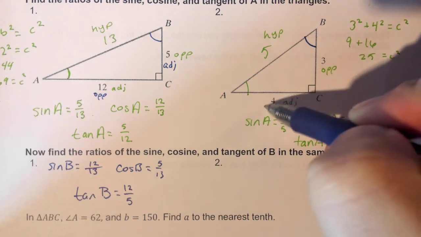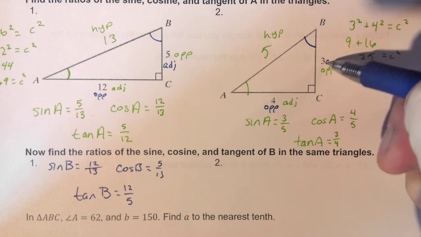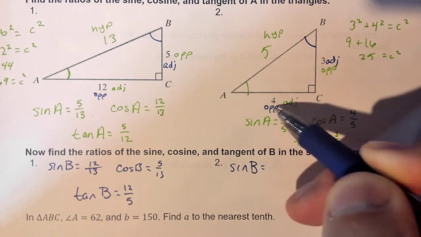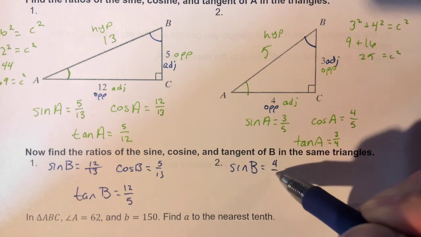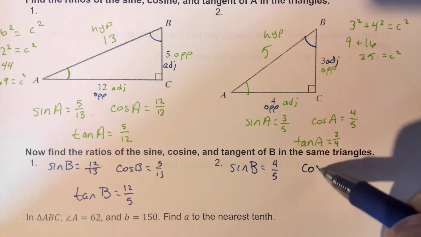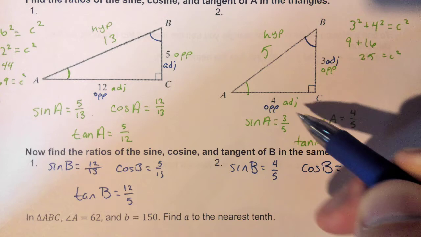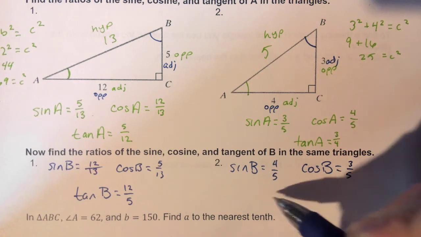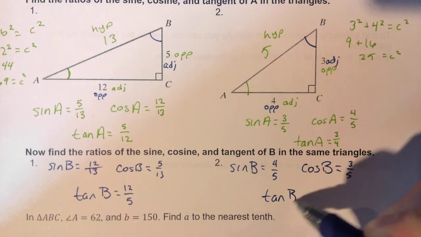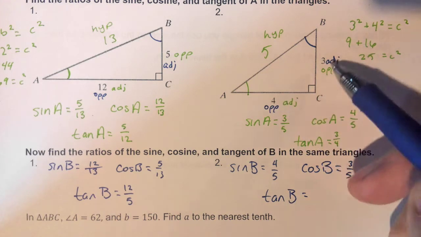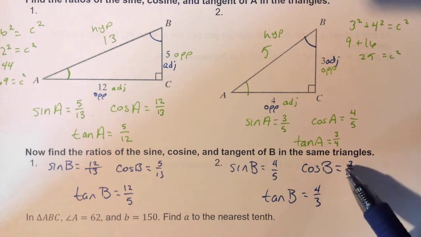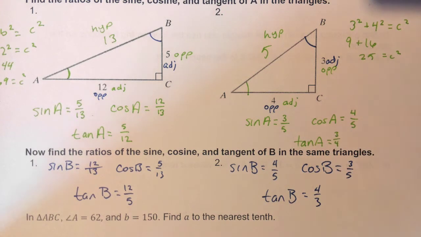So angle B, 4 is now opposite, 3 is now adjacent. The sine of B, sine is opposite over hypotenuse, so that'd be 4/5. The cosine of B, cosine is adjacent over hypotenuse, that would be 3/5. And then the tangent of B is opposite over adjacent, so that would be 4/3. Again, you see the sine and cosine switched, and then the tangent is the reciprocal.